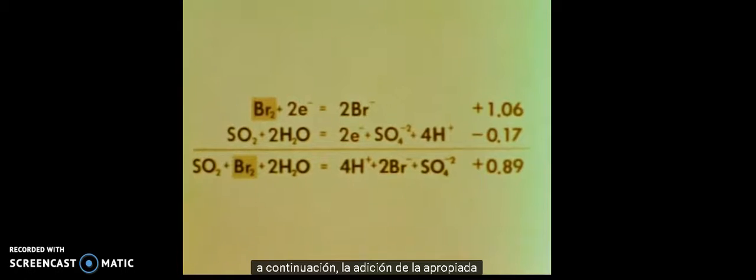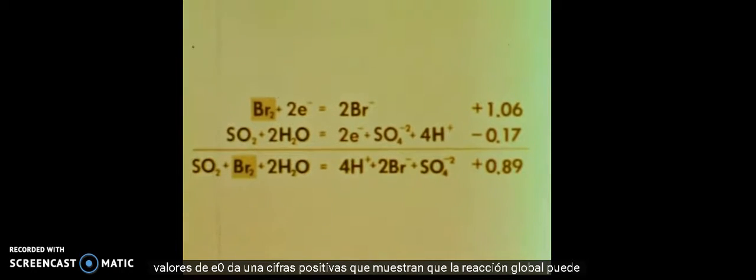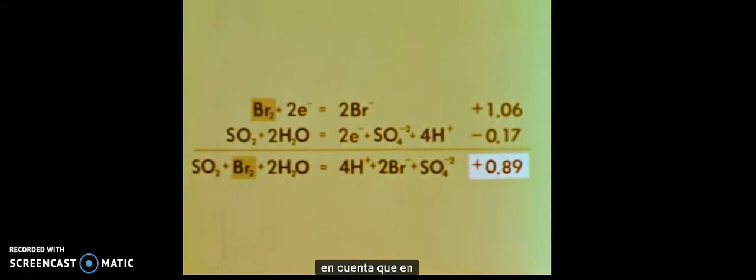Then, adding the appropriate E0 values gives a positive figure showing that the overall reaction may occur. Note that an aqueous solution of hydrogen bromide will be produced. Therefore, the gaseous bromine, when blown out of the seawater, can be concentrated as aqueous hydrogen bromide.